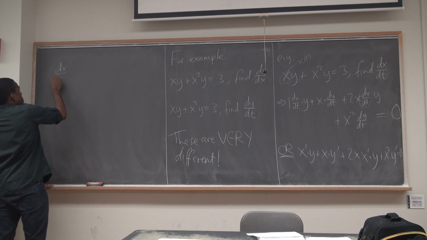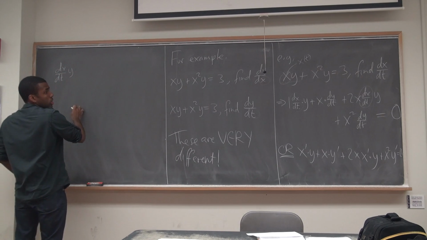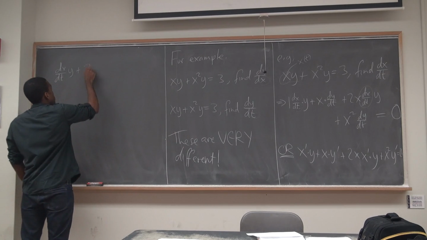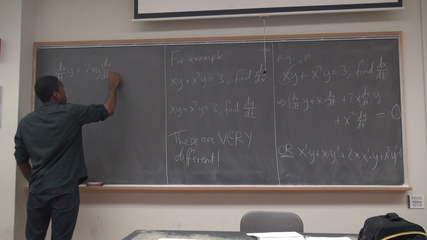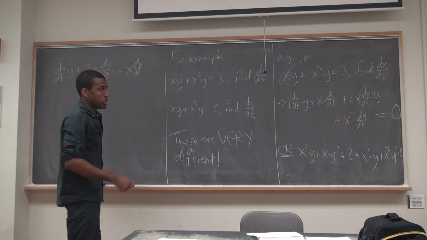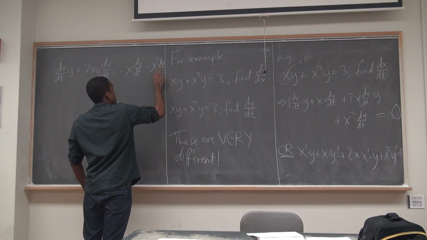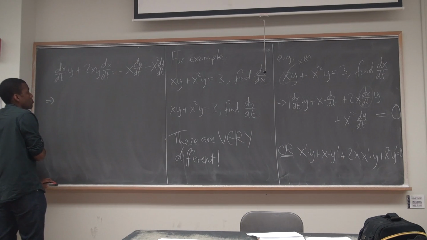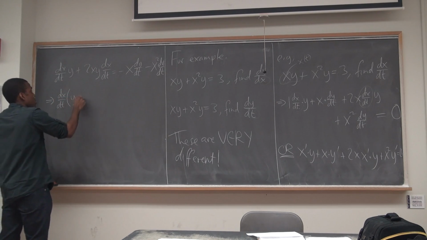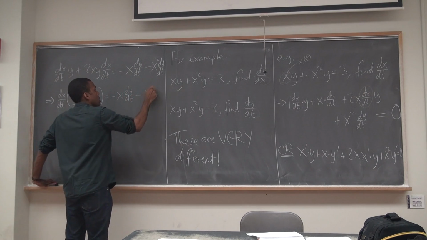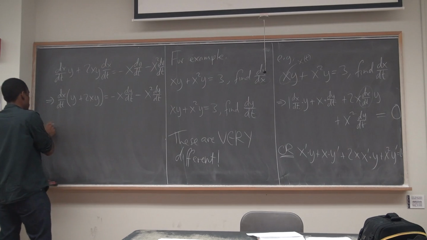So we're going to leave this guy alone, dx/dt times y. I'm going to move the middle guy over. And what about that 2x dx/dt? 2xy dx/dt, I'd also leave on this side. On that side, I'm going to subtract x dy/dt. And then you also subtract on both sides x squared dy/dt. And then what? Factor out the dx/dt, I'm left with y plus 2xy. And then I divide both sides.